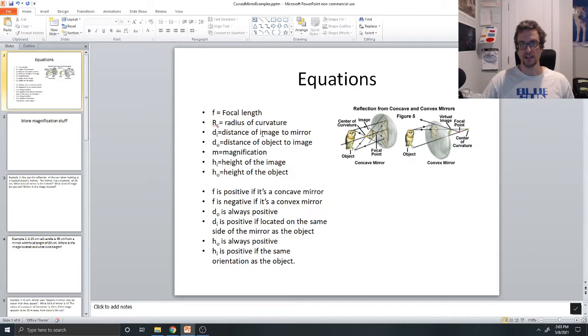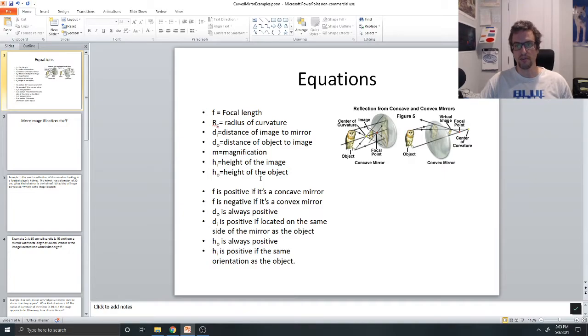di is the distance of the image to the mirror, so the closer the image is to the mirror, the smaller di is. Same thing for do, which is the object distance. M is magnification. We'll talk a little bit more about magnification on the next slide. And hi is the height of the image, and ho is the height of the object.